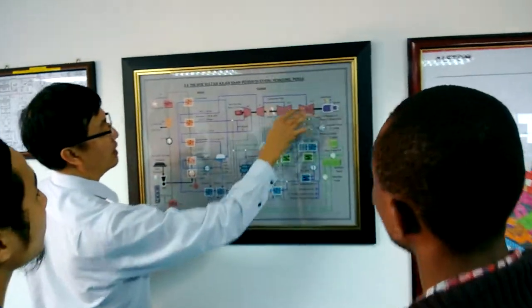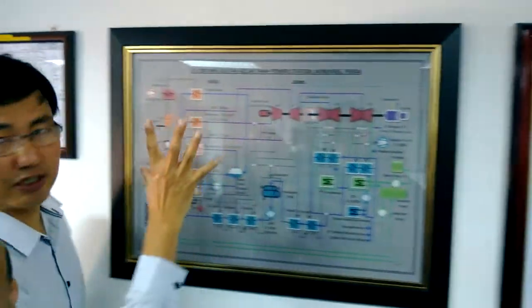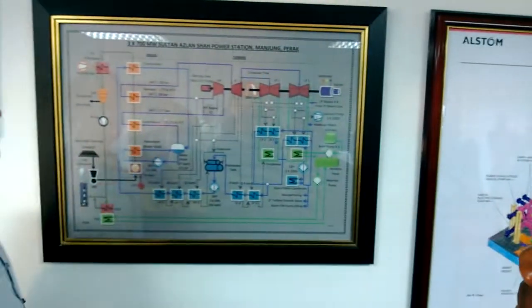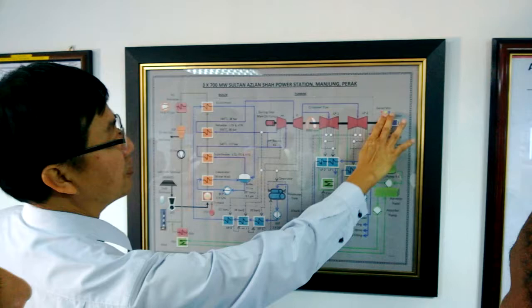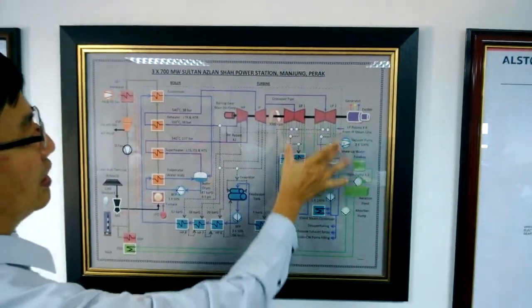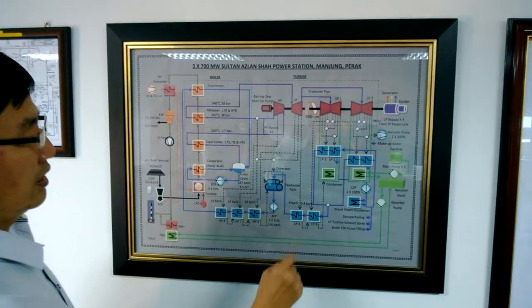HP, IP, LP turbine. HP means what? High pressure. Yeah. Intermediate pressure. Yes, high pressure, intermediate pressure, low pressure. Our generator generates in 3 phases. The exciter. Down here is our condenser.